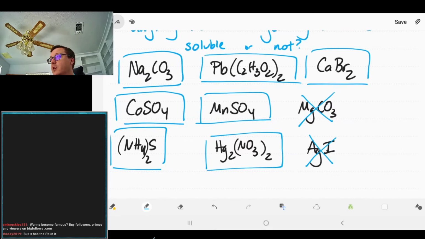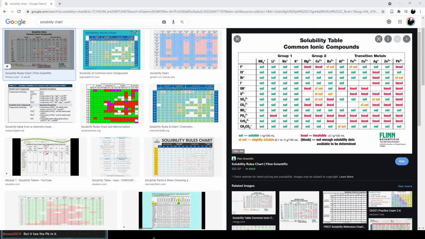Let me open a new window here. Oops, I need incognito. But some people really like solubility charts. Like this, I'll show you one. Here's a solubility chart. Some people like these things. With these, we're looking at combinations of cations on the top here and anions on the left.